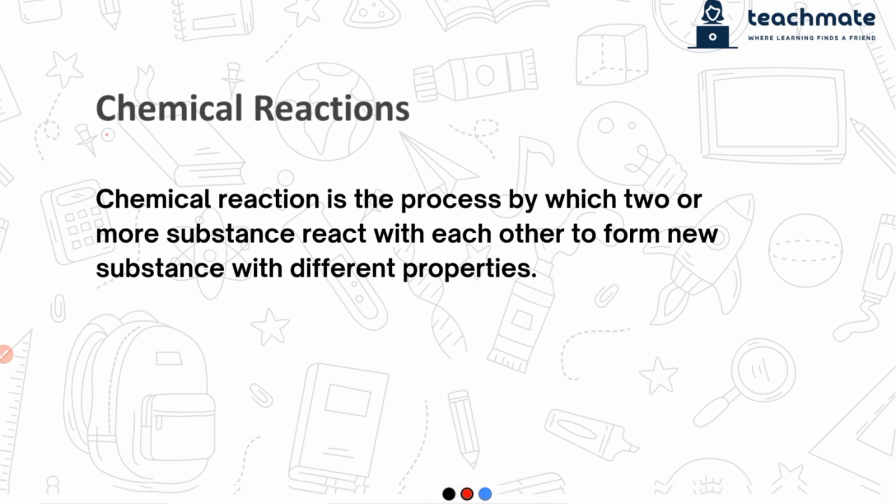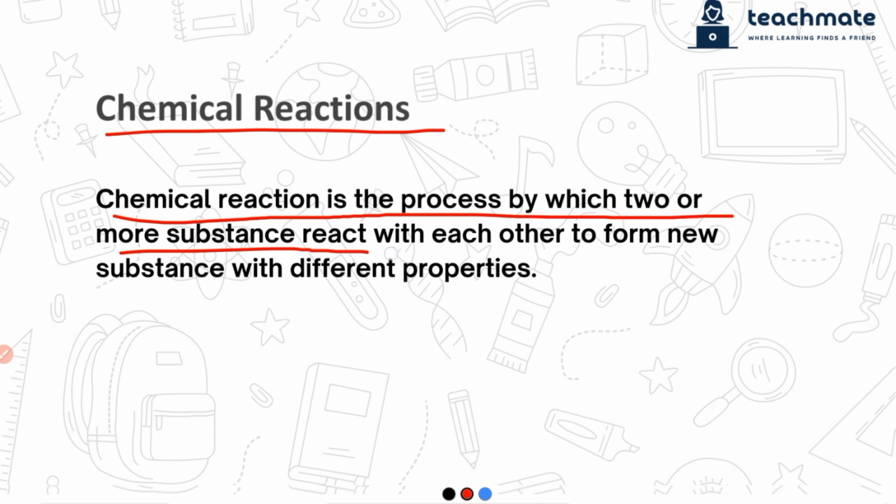So learn this definition. This definition will be coming for the exam. A chemical reaction is a process by which two or more substances react with each other to form a new substance with a different property. Two or more reactants will react with each other.